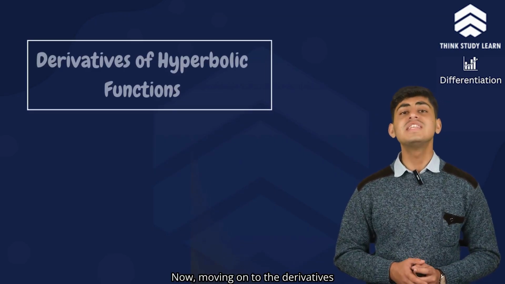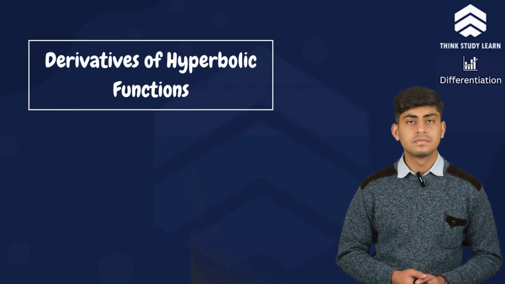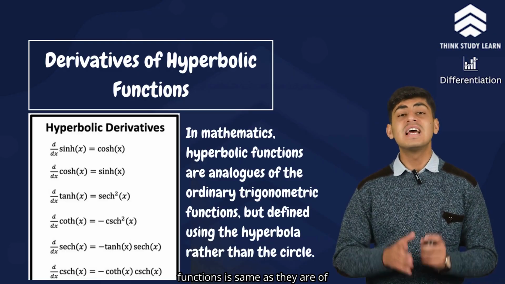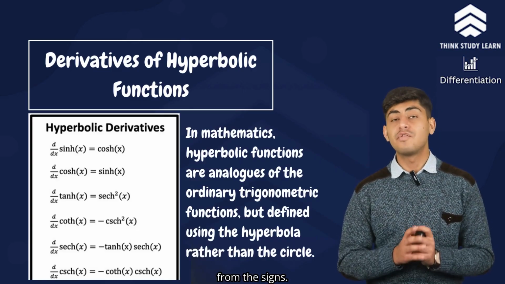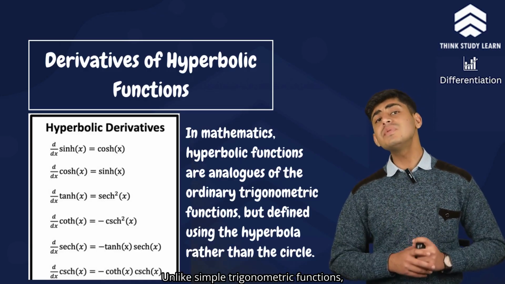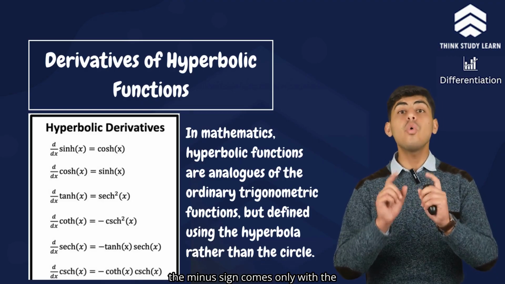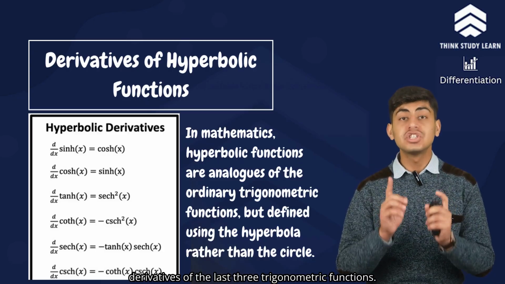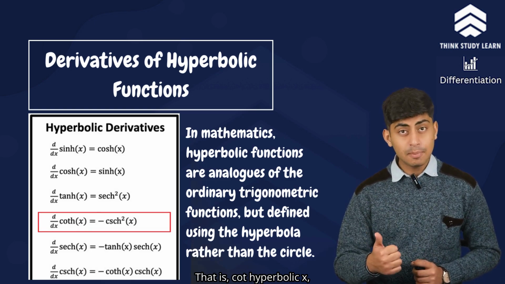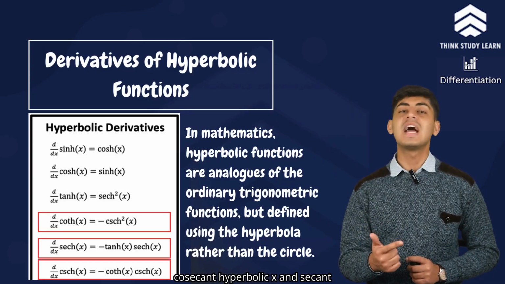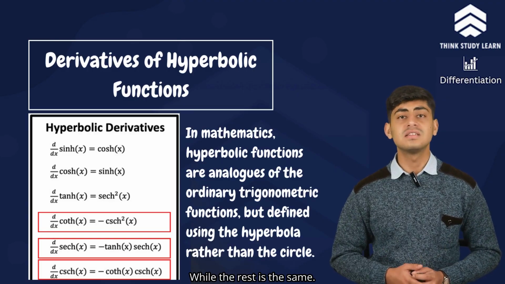Now moving on to the derivatives of the hyperbolic functions. The derivative of the hyperbolic functions is the same as they are for the trigonometric functions apart from the signs. Unlike simple trigonometric functions, in hyperbolic functions, the minus sign comes only with the derivatives of the last three functions. That is, cotangent hyperbolic x, cosecant hyperbolic x, and secant hyperbolic x, while the rest is the same.